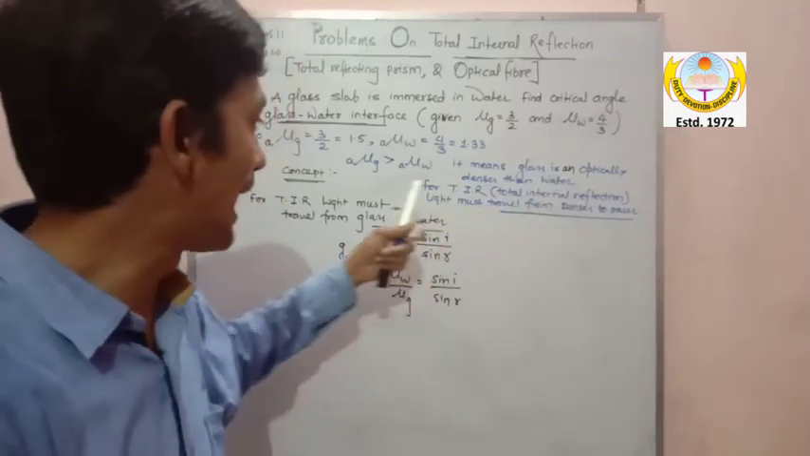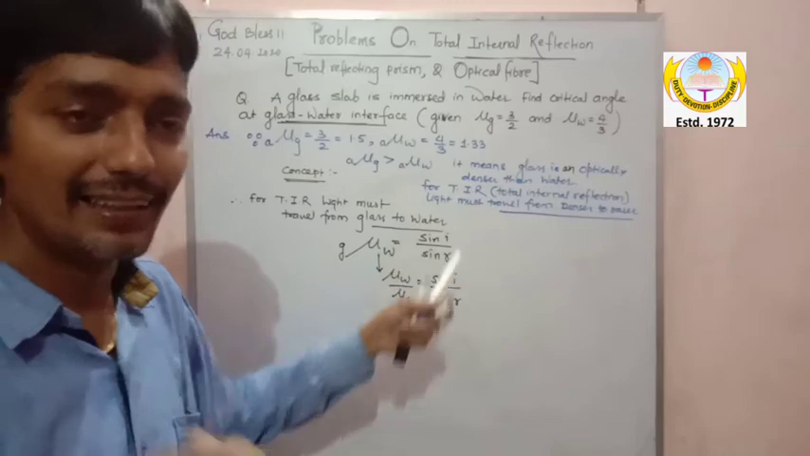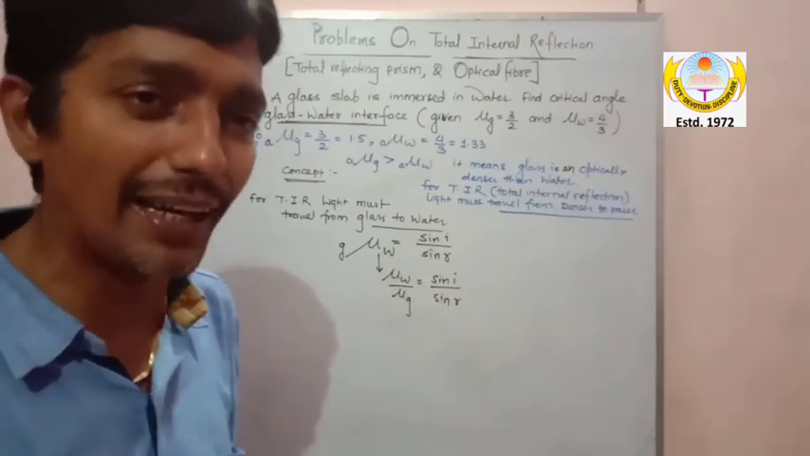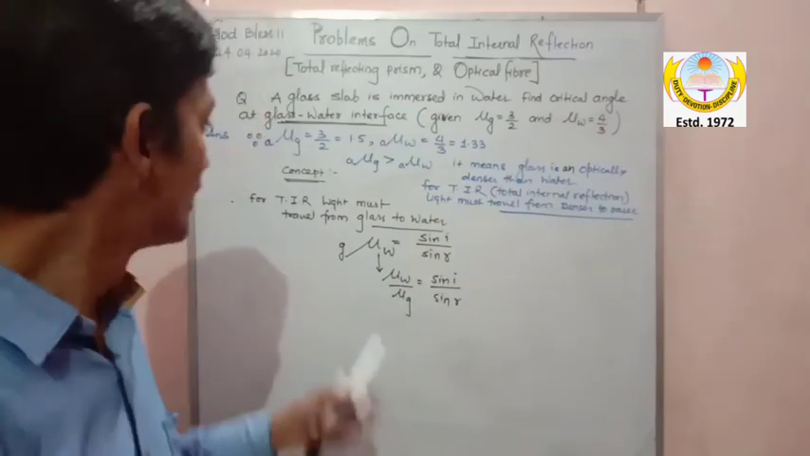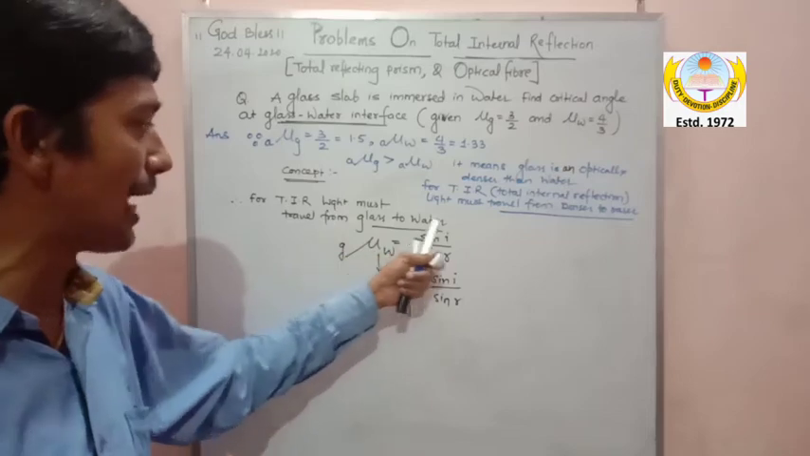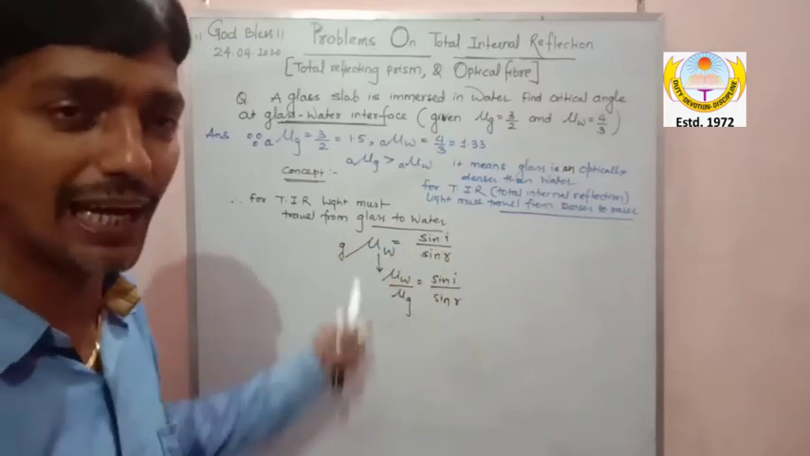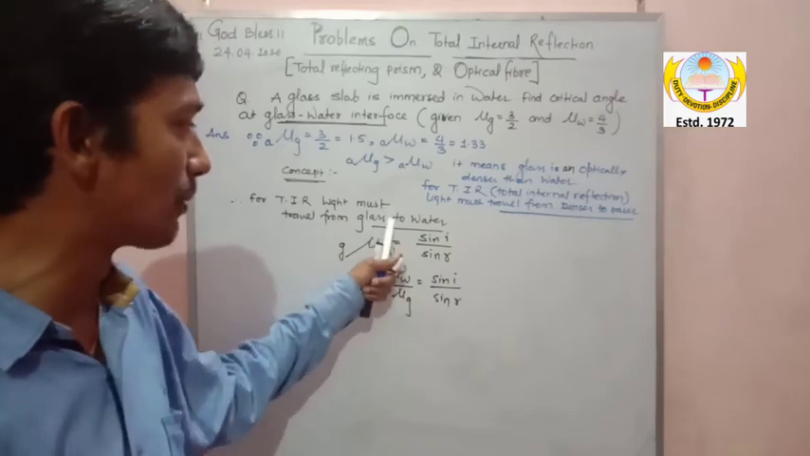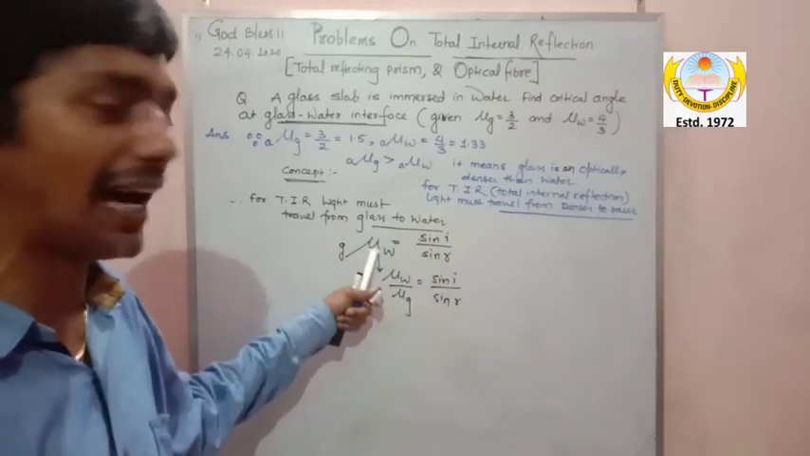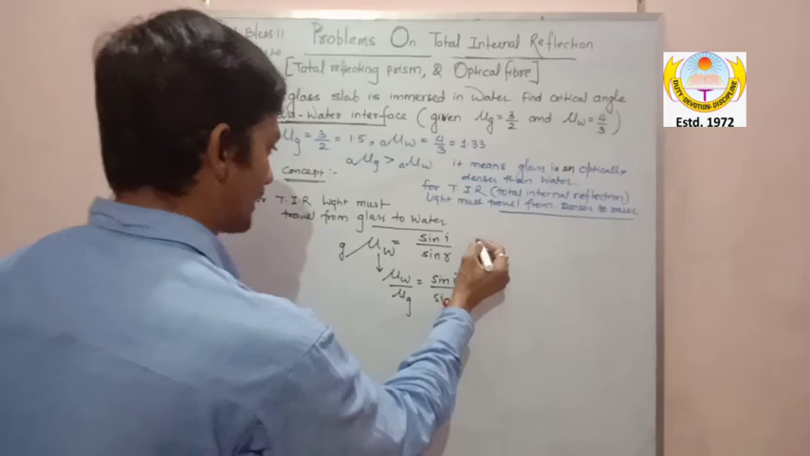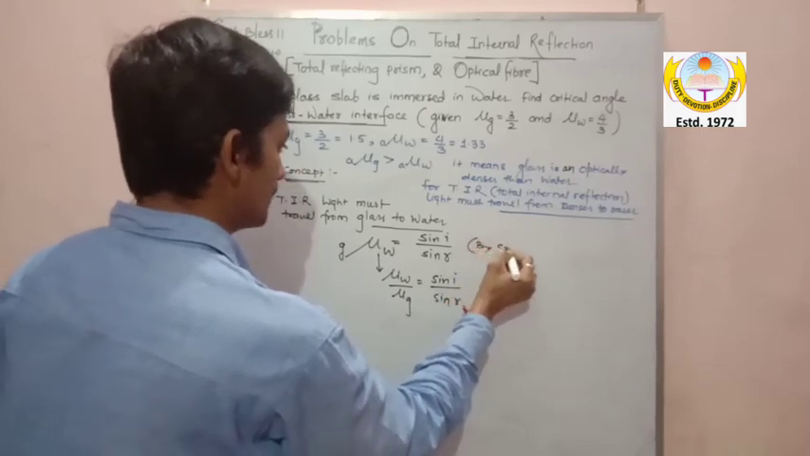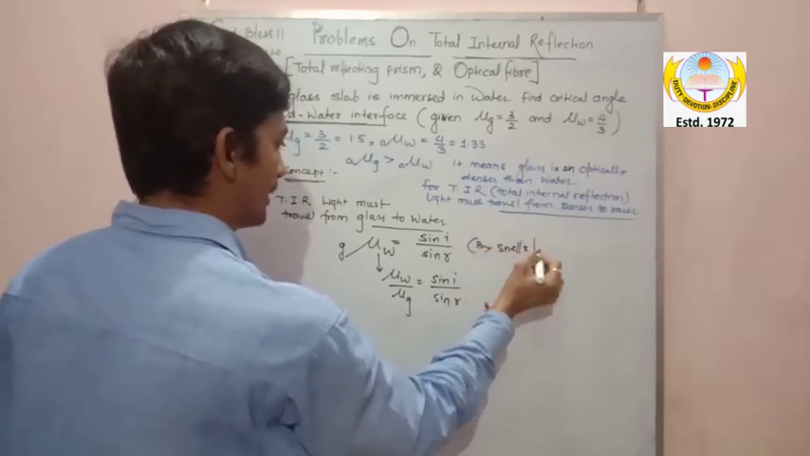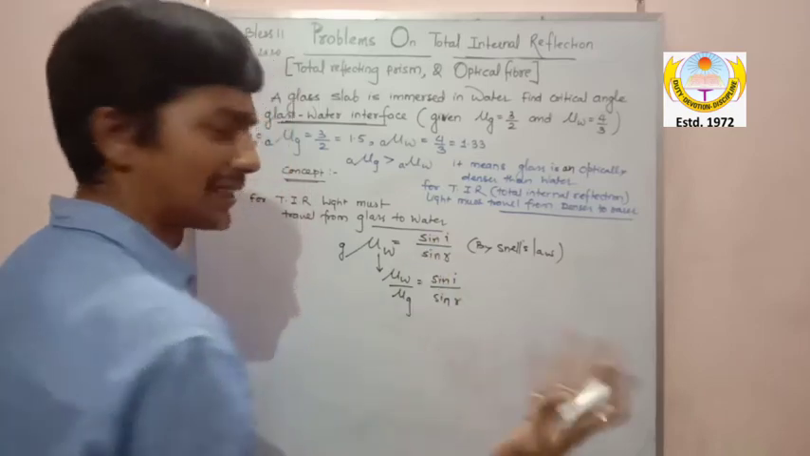It means the light will travel for TIR. The light must travel from denser to rarer. That is the condition for TIR. So for TIR, light must travel from glass to water then, because glass is more dense than water. And hence, my dear, if it is traveling from glass to water, how will you write RI by Snell's law? So by Snell's law it will be, this is what is a beautiful concept, rest all is easy.